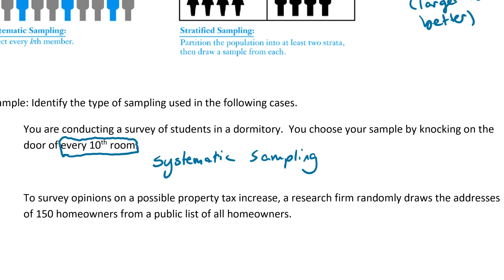Second one, to survey opinions on a possible property tax increase, a research firm randomly draws the addresses of 150 homeowners from a public list of all homeowners. All right, again, this one has a really big keyword for you: randomly. All right, so if it's random, then that's the simple random sampling.